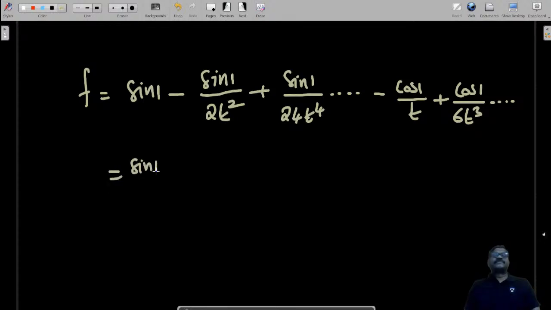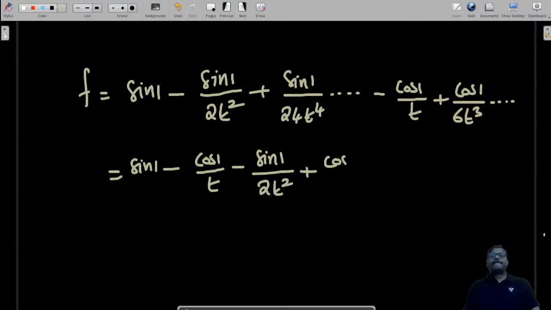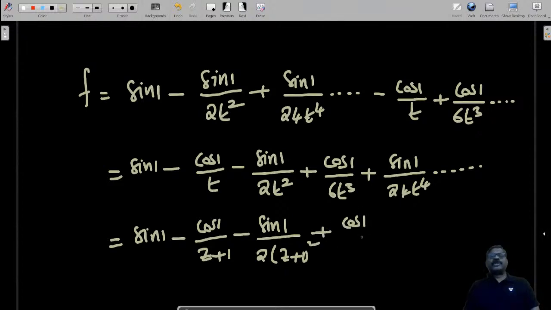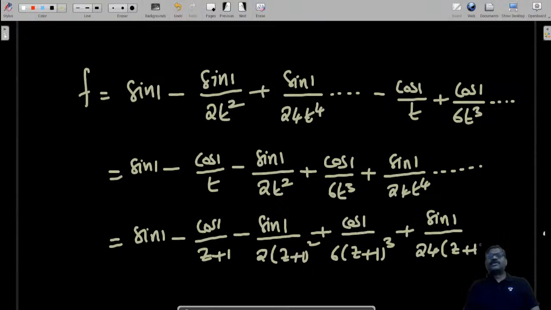That can be written as sine 1 minus cos 1 by z plus 1 minus sine 1 by 2 into z plus 1 whole square plus cos 1 by 6 into z plus 1 whole cube plus sine 1 by 24 into z plus 1 whole power 4 and so on.